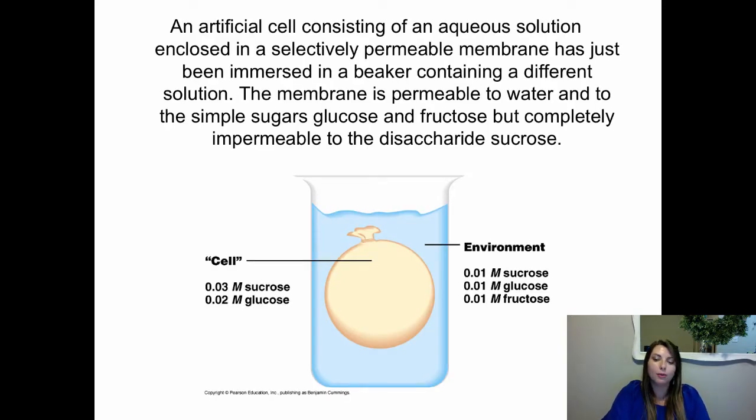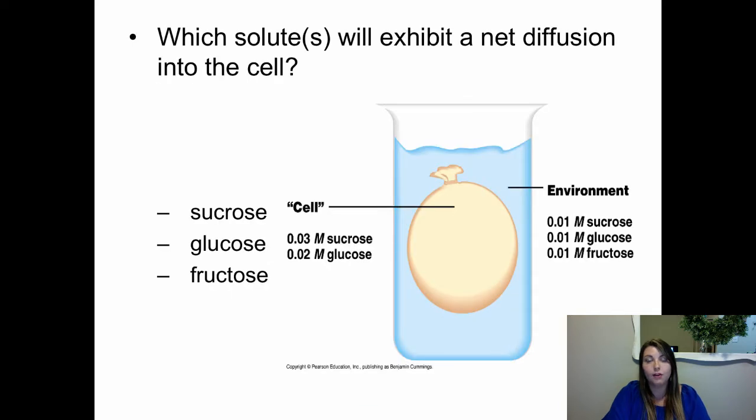So let's go over the tonicities. We have an artificial cell consisting of an aqueous solution enclosed in a selectively permeable membrane, and it has just been immersed in a beaker containing a different solution. The membrane is permeable to water and the simple sugars glucose and fructose, but it's completely impermeable to the disaccharide sucrose. So which solute will exhibit a net diffusion into the cell?